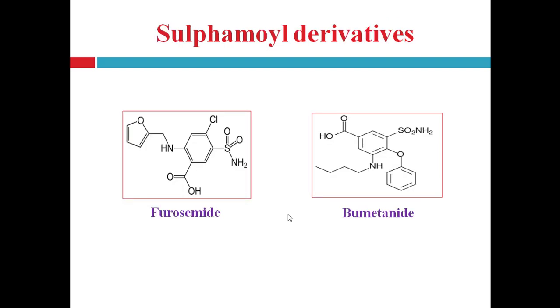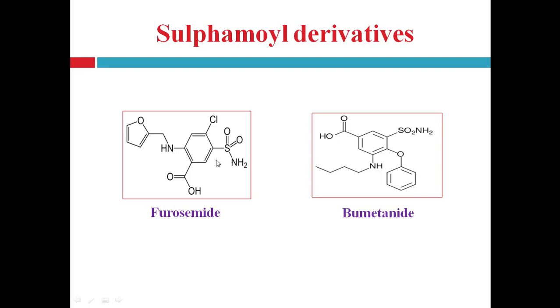Then sulfonyl derivatives of the loop diuretics, right? These are examples of loop diuretics or high ceiling diuretics. It includes furosemide and bumetanide. Both have the sulfonyl moiety that is attached to the benzene ring, right? As well as one carboxylic acid group, COOH, in both structures, right? The second similarity is the SO2NH2 group present, right?